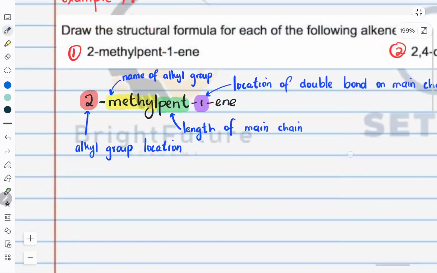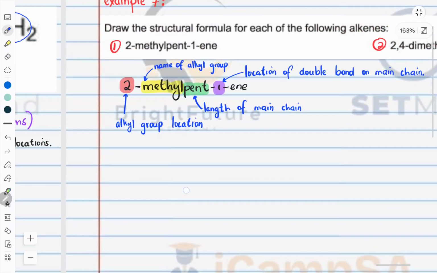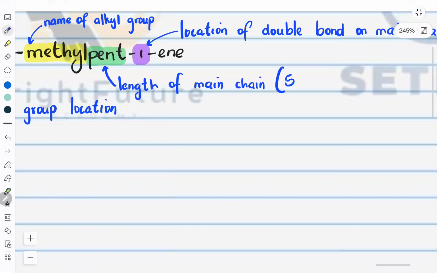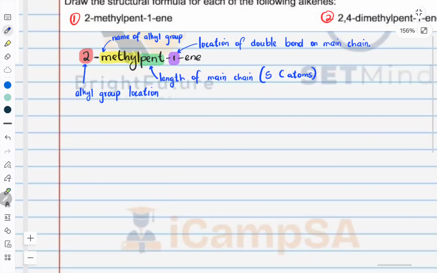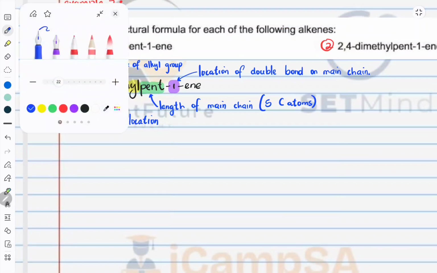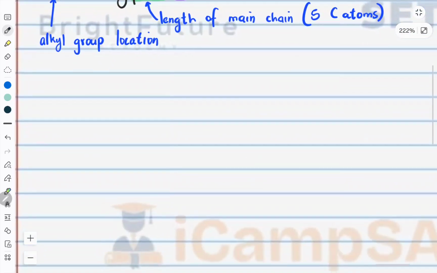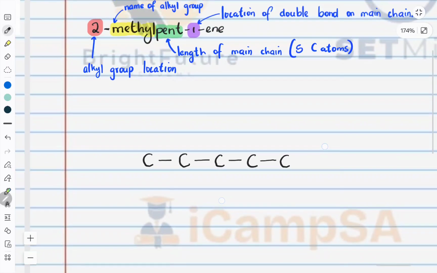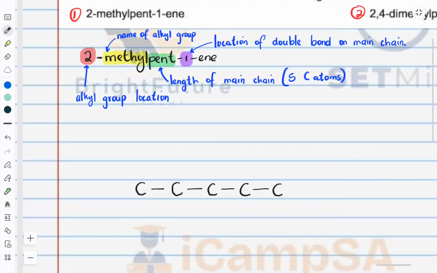Alright, so now that we have all that information, let's start. So we know that the main chain has to have 5 carbon atoms in this case, right? So let's sketch 5 carbon atoms. Let's draw 5 carbon atoms. 1, 2, and 5.